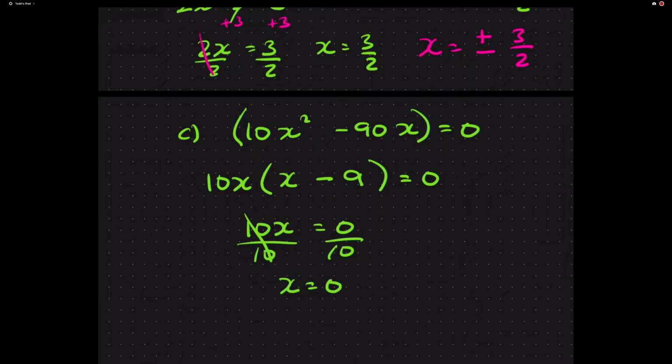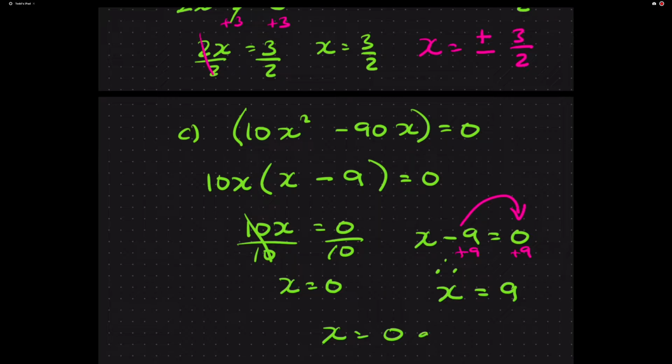I'm going to take the binomial right here, which is x minus 9 equals 0. From our previous examples, if x minus 9 equals 0, therefore x is equal to positive 9, once we bring this negative 9 over to that side by adding 9 to both sides. So in this case, x is going to equal 0 and 9.